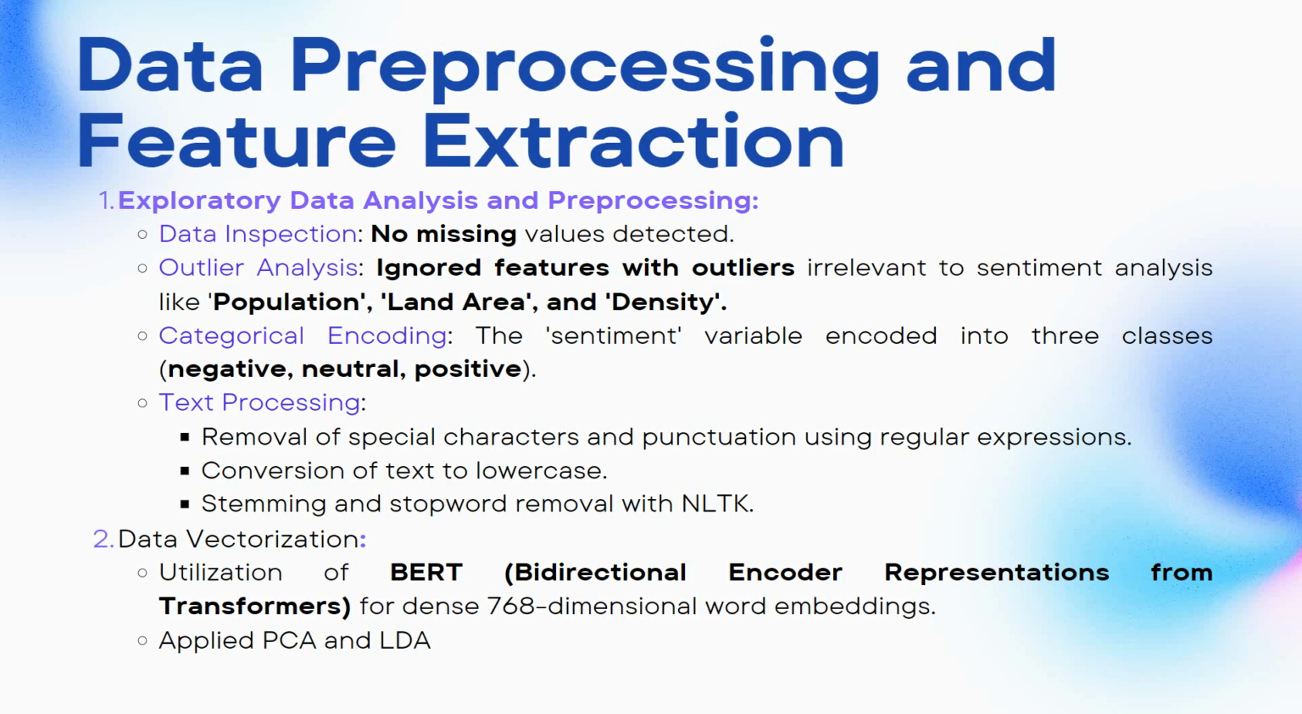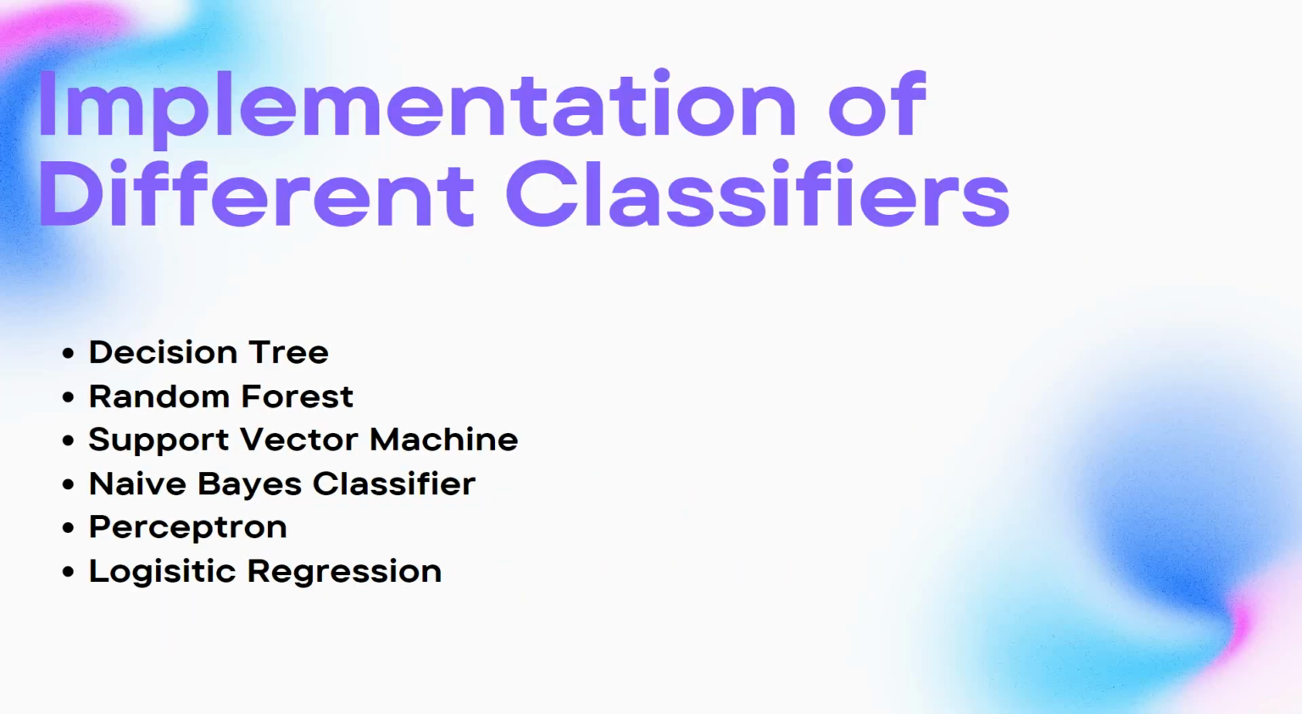Data vectorization included utilization of the BERT tokenizer and TF-IDF tokenizer to generate two datasets. Also, the BERT tokenized dataset was further put through PCA and LDA to finally yield us 4 datasets to work with. Now we'll quickly go over the implementation of different classifiers.